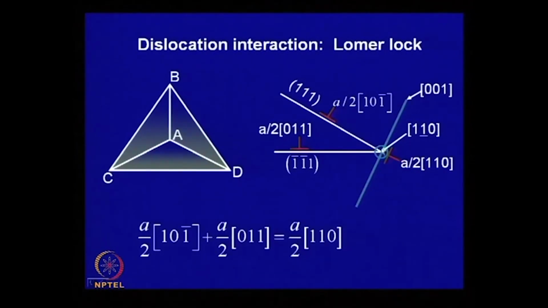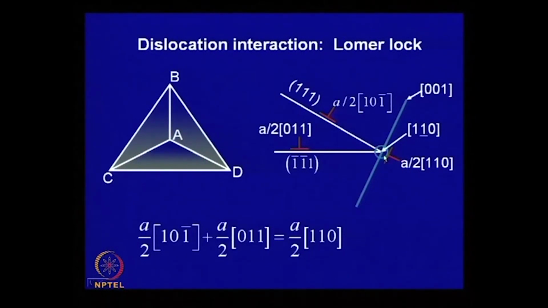So, this reaction will take place, and you can then find out the line of intersection. The line of intersection of these two planes is [1 1 bar 0], and this is [1 1 0]. So, this is an edge dislocation. The Lomer lock which forms has an edge character, because the Burgers vector is perpendicular to the dislocation direction. And on which plane does it lie? Clearly, it is 0 0 1, which is not a common slip plane in the face centered cubic crystal. So, this acts as a dislocation lock.